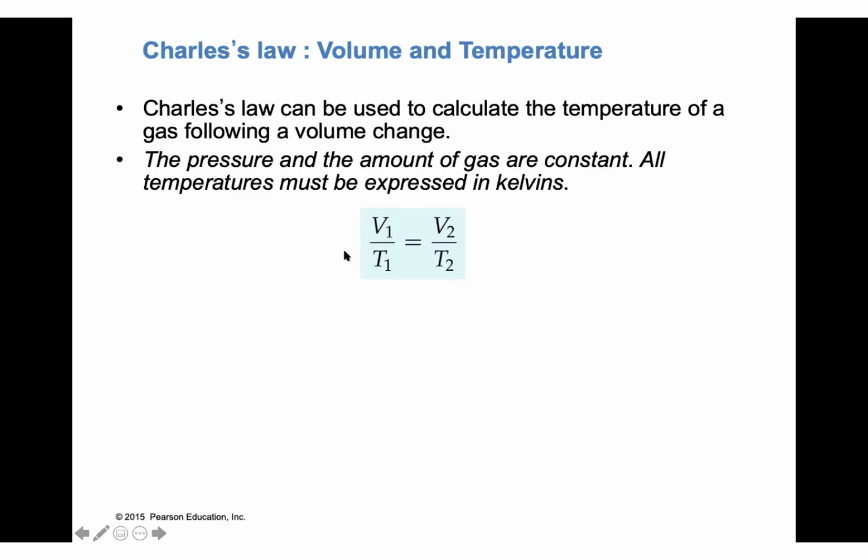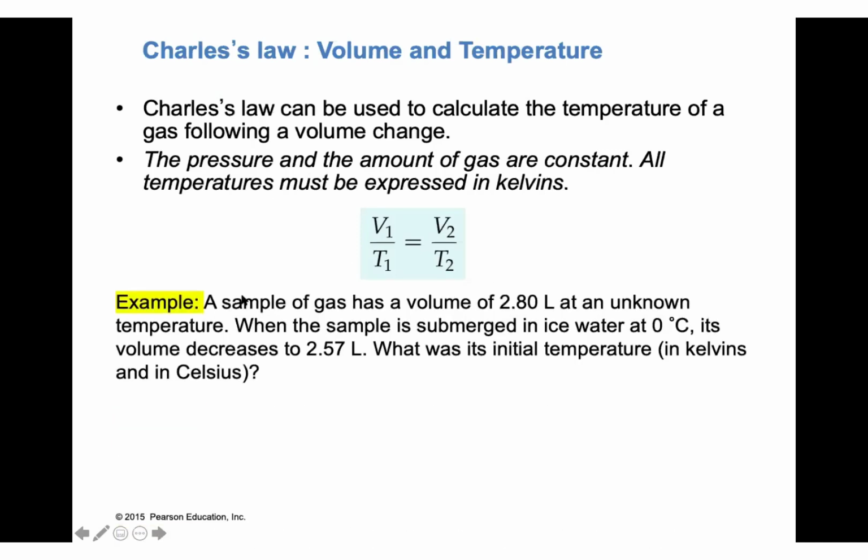So let's answer the question. A sample of gas has a volume of this and an unknown temperature, and when the sample is submerged in ice water at 0, its volume decreases to 2.57. What is its initial temperature? The very important thing to do is always make sure you abbreviate your given numbers.